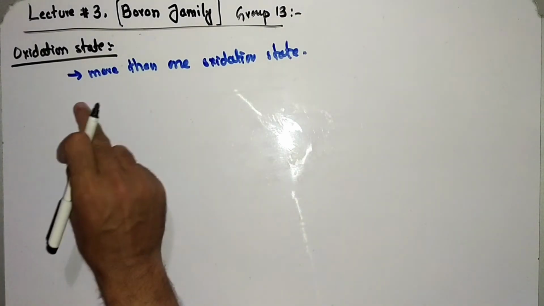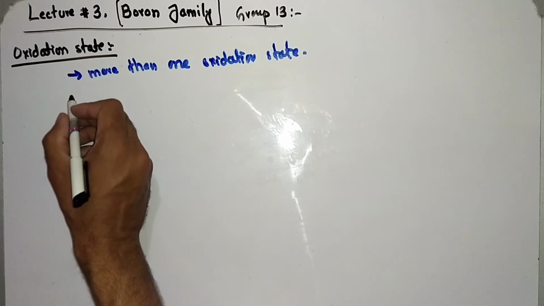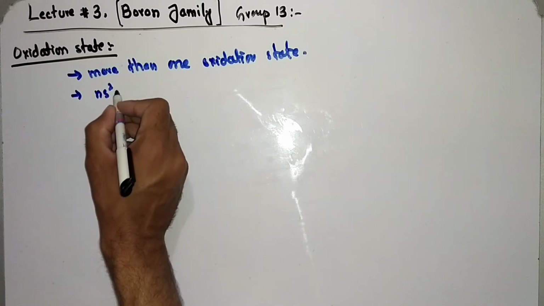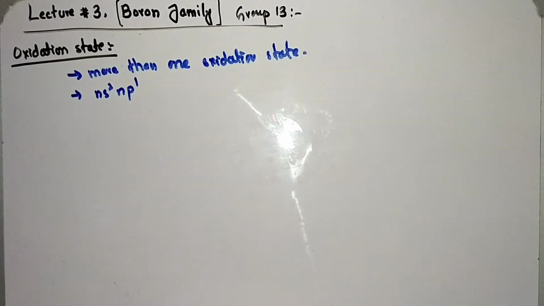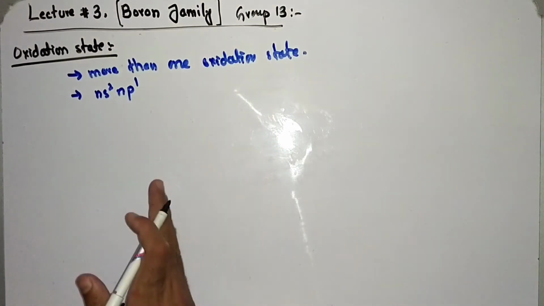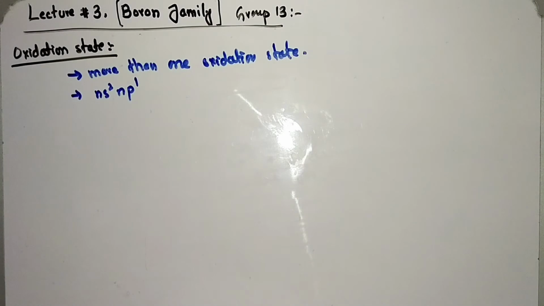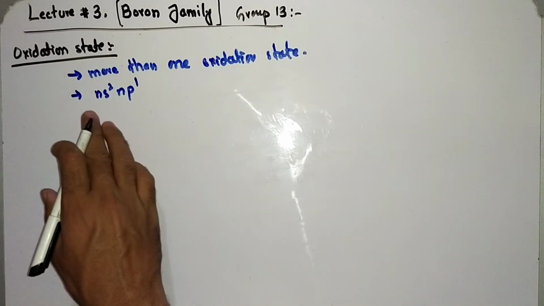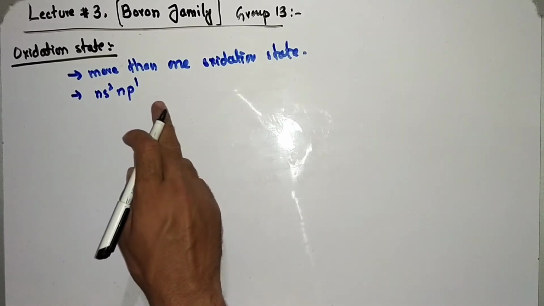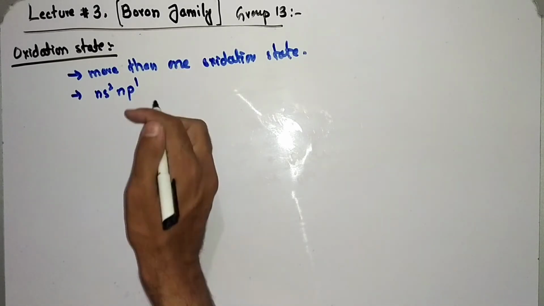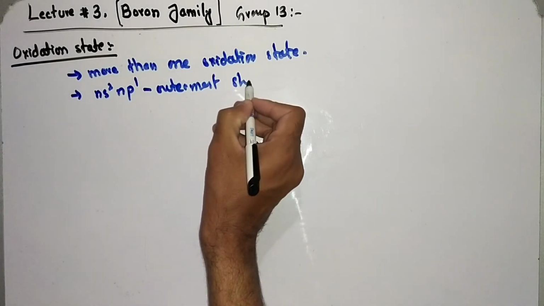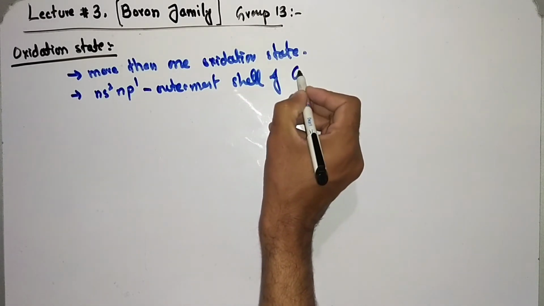But after that point, you should remember that in the boron family, the electronic configuration is ns2 np1. This is the electronic configuration of the boron family or group 13 elements, the first group of the p block. This is present in the outermost energy shell of the group 13 elements.